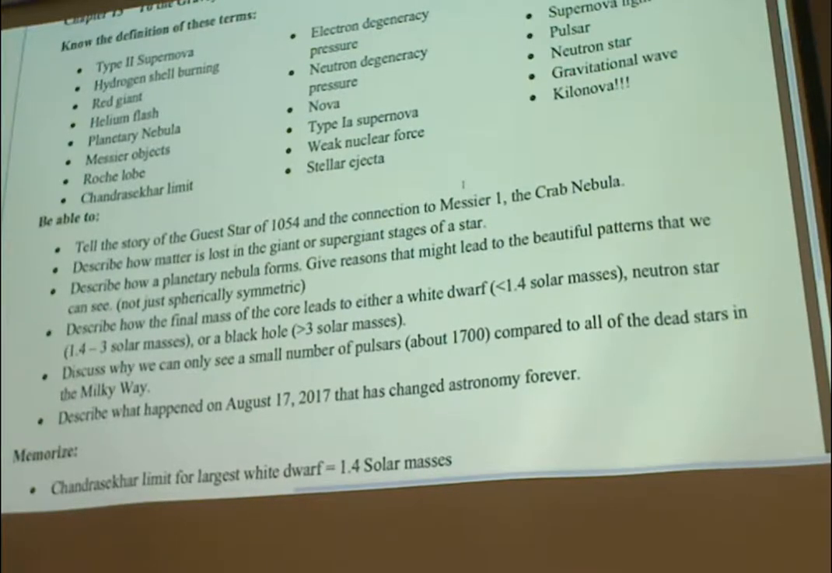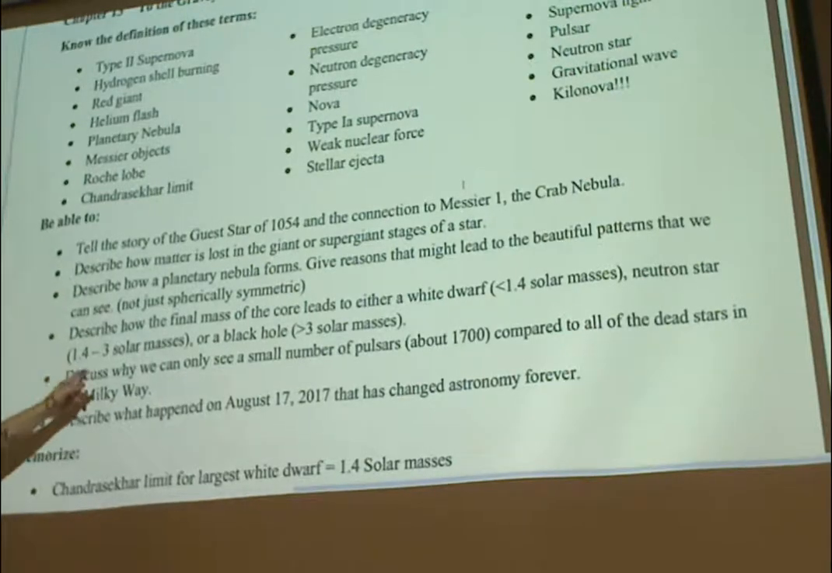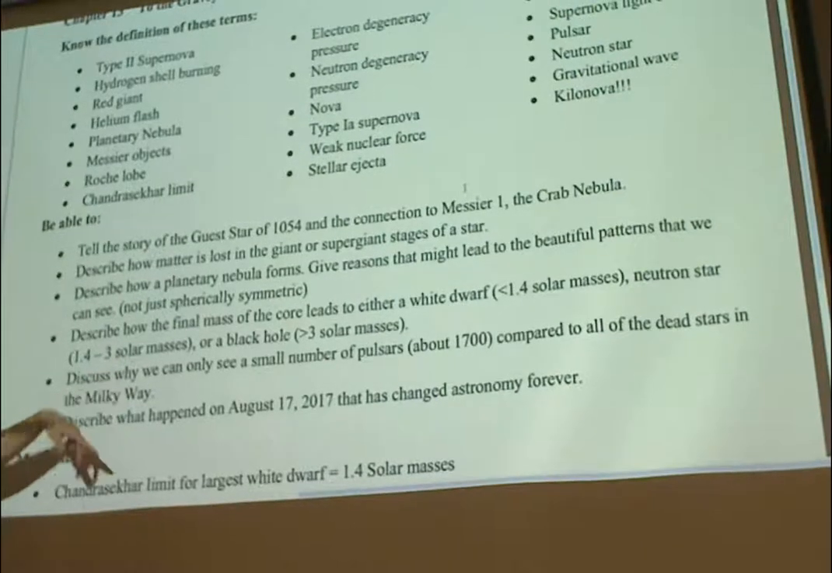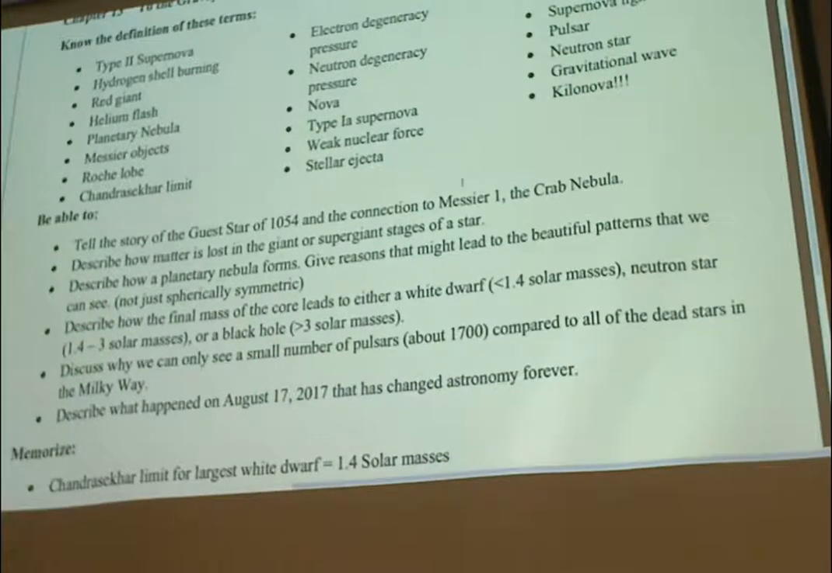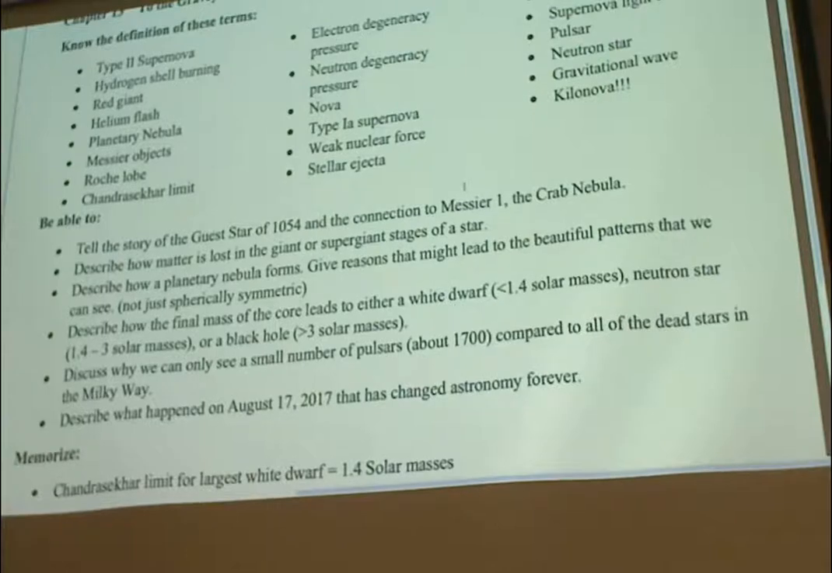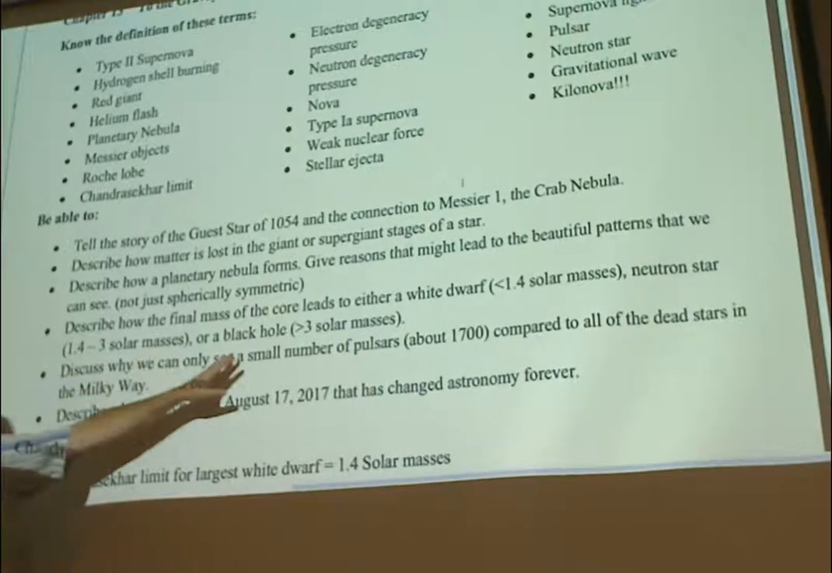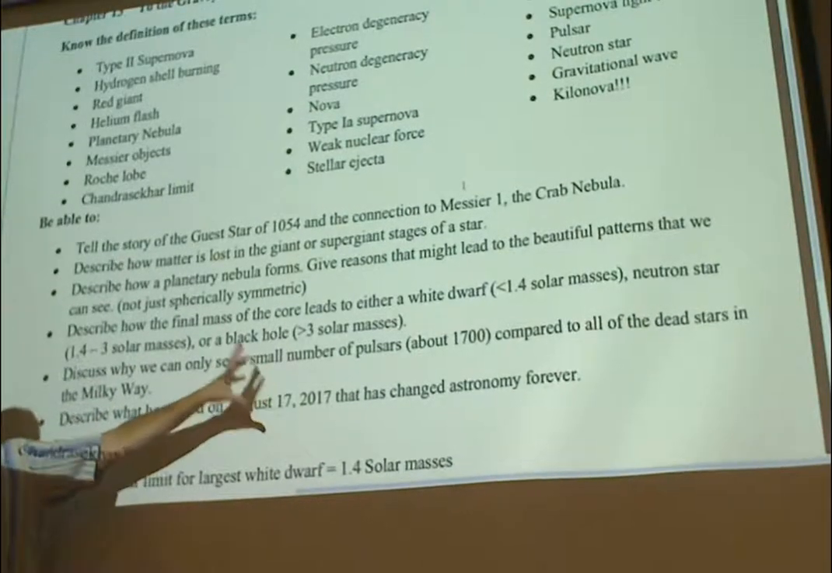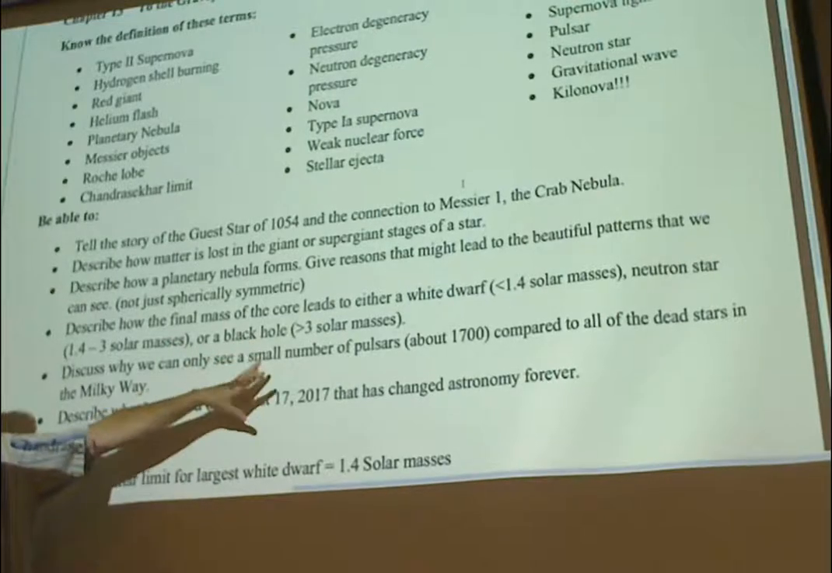Describe how the final mass of the core leads to either a white dwarf, less than 1.4, and a white dwarf, what force is working against gravity to keep it from collapsing? Electron degeneracy pressure. And if you have more than 1.4 up to about 3, what force is needed to keep it from collapsing? Neutron degeneracy pressure. Above 3, what stops gravity? Nothing. It collapses even further, and we'll get to this thing called a black hole.